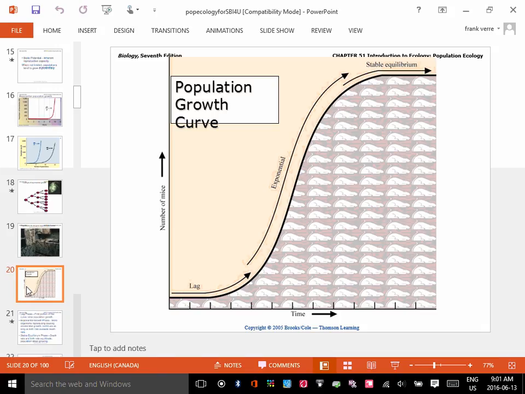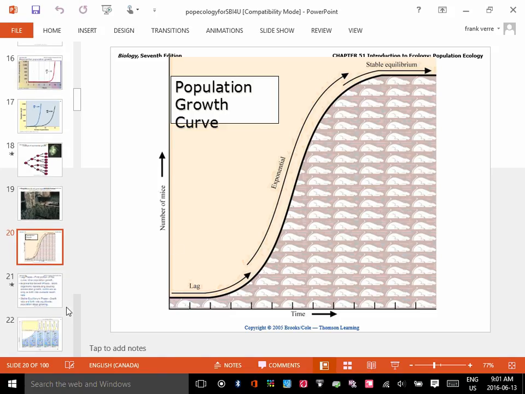Take a look at this picture. You notice that the first part looks exponential, but then what happens? It levels off, right? Or maybe it even crashes. Why does it do that? Why does it level off or even crash? What causes it to stabilize?